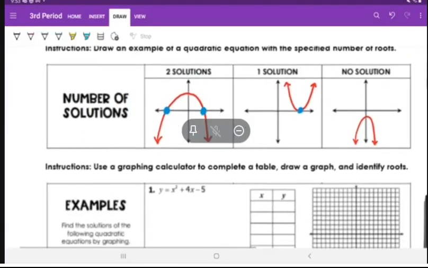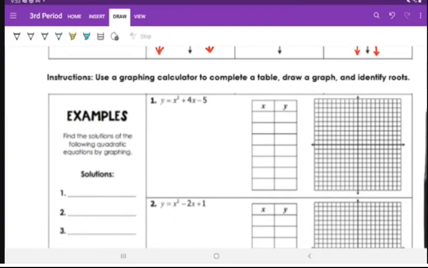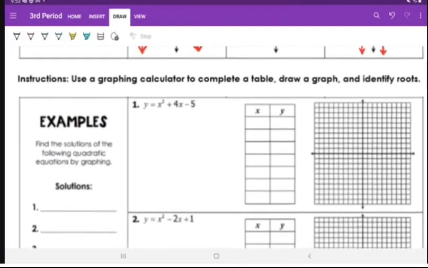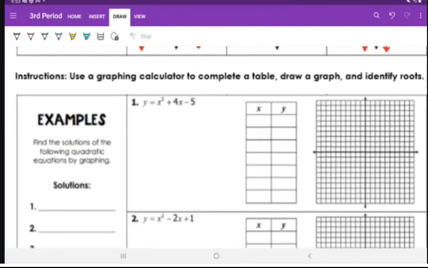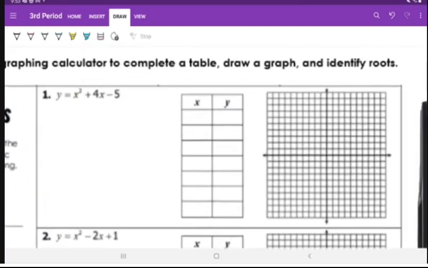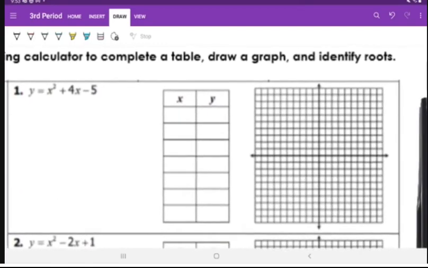All right, so let's look at example 1 together. The instructions say use a graphing calculator, or if you're at home, you can use Desmos. Use a graphing calculator to complete a table, draw a graph, and identify roots. So for example 1, everybody's going to need to grab the calculator on your desk and turn it on.